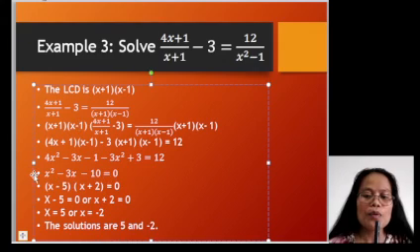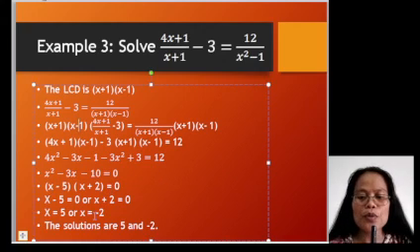And what shall we do with this binomial here? We will factor this so that we can have the solutions. So we have the factors of x squared, or x and x, and the factors of negative 10, negative 5 and 2. So our factors here are x minus 5 and x plus 2 is equal to 0.